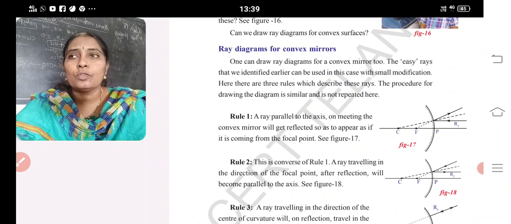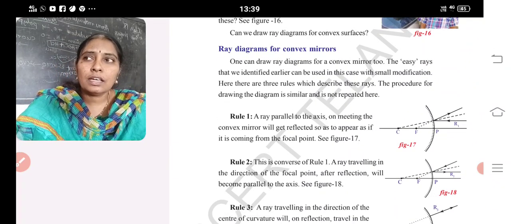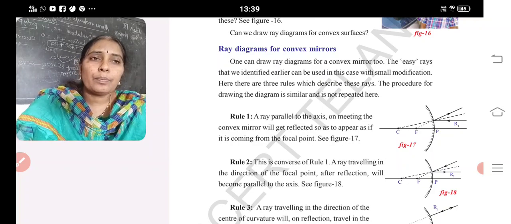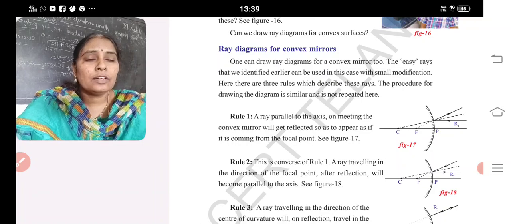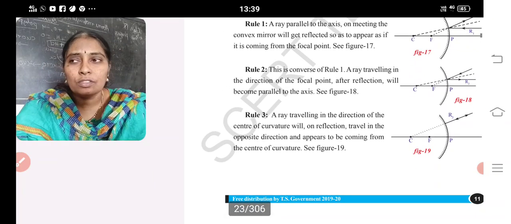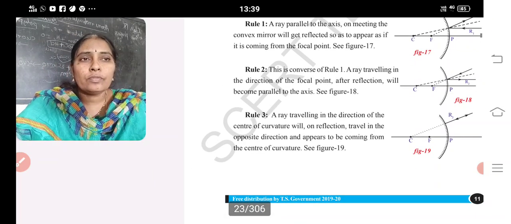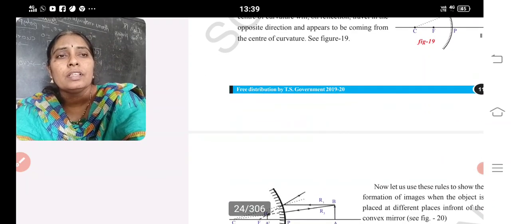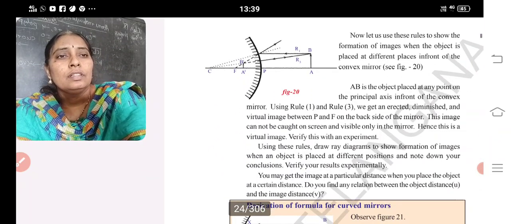Next, ray diagrams also we discussed. These are the ray diagrams to draw for the convex mirror. Same only, but it appears that a ray parallel to the principal axis, on reflection, passes through the focus. Any ray passing through the focus, on reflection, will be parallel to the principal axis. Any ray passing through the center of curvature, on reflection passes through the center of curvature.